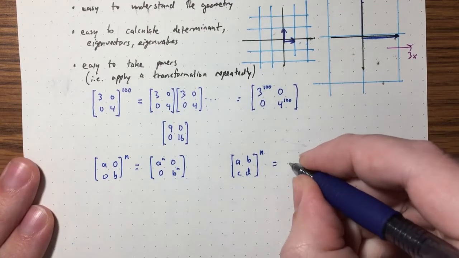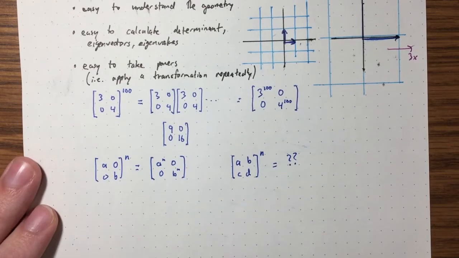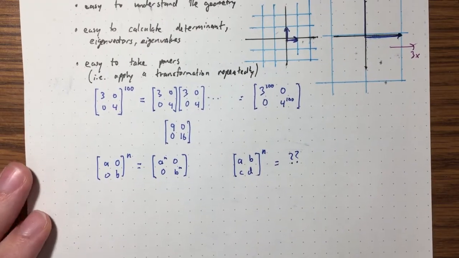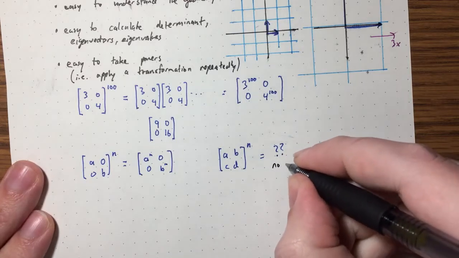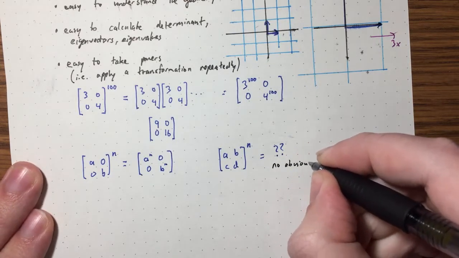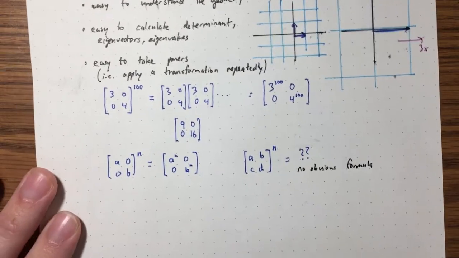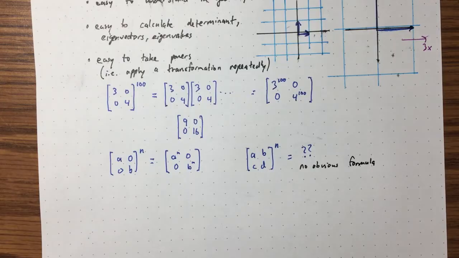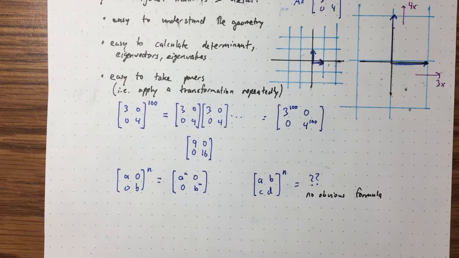Well, almost certainly not. Matrix multiplication is a complicated process, and even if you're just multiplying 3 times, you start getting something very complicated in terms of A, B, C, and D. So there's no obvious formula for powers of a matrix in terms of the entries. But there is a nice formula if it's a diagonal matrix. So that's actually going to be one of the main reasons we're going to care about diagonalization.